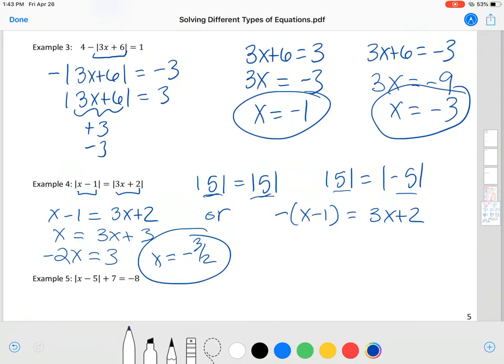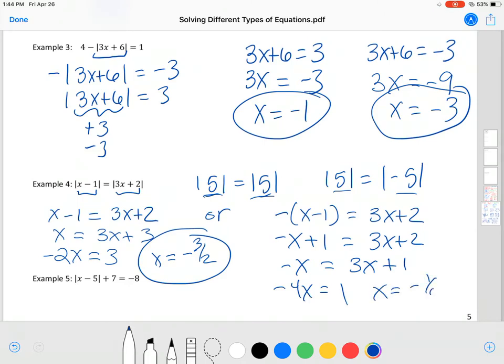Now for this one, I have to distribute the negative sign because this is the one where they could be opposite. So I would have negative x plus 1 is equal to 3x plus 2. And then solve from there. So if I subtract 1 from both sides, I get 3x plus 1. Then if I subtract 3x from both sides, I get negative 4x is equal to 1. And then when I divide both sides by negative 4, I get negative 1/4. So here's my other answer.